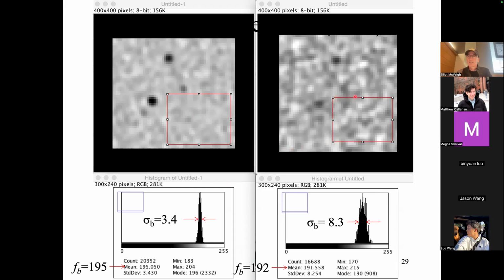We go over here, do it in the same phantom. Everything's the same, so the mean should be the same. Turns out it is the same. But we have a much broader list of pixel values inside that volume because there's more noise, okay?